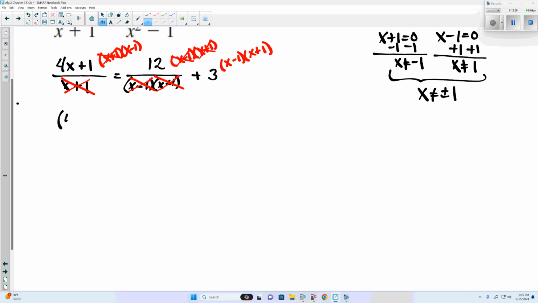So the first expression, we have 4x plus 1 being multiplied with our x minus 1 is equal to 12. Well, x plus 1 and x minus 1 factored out completely, so it's just 12. Plus 3 times x minus 1 and x plus 1. Because it didn't have a denominator, nothing simplified out, so we're left with this here. Questions?